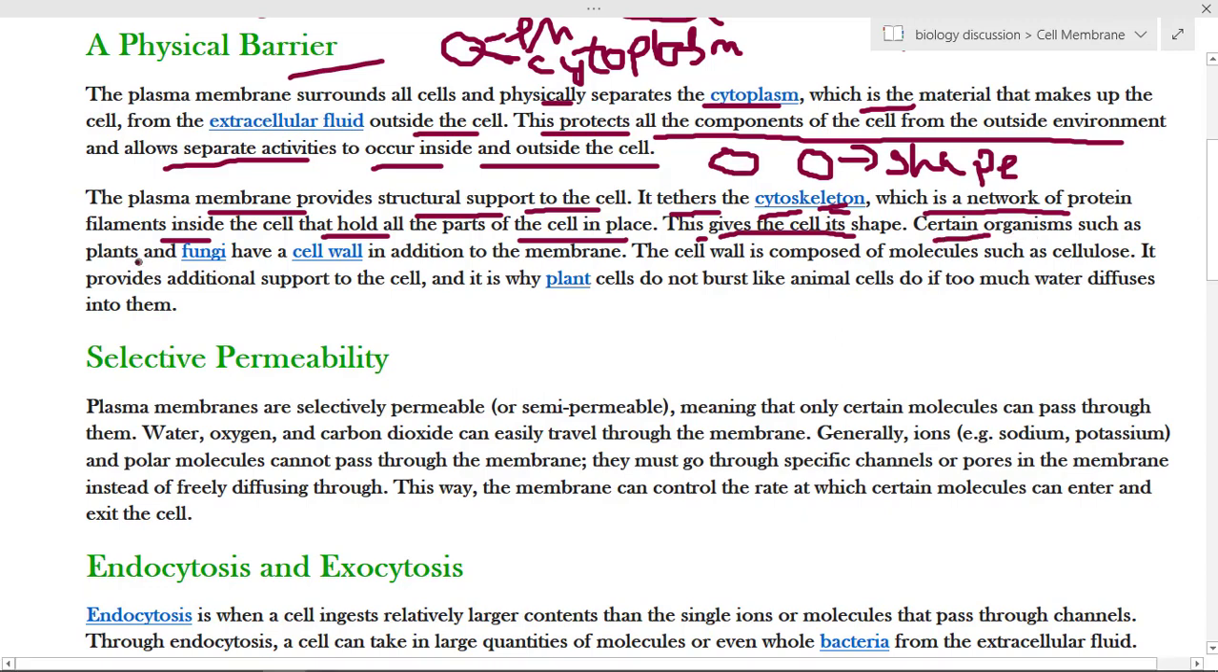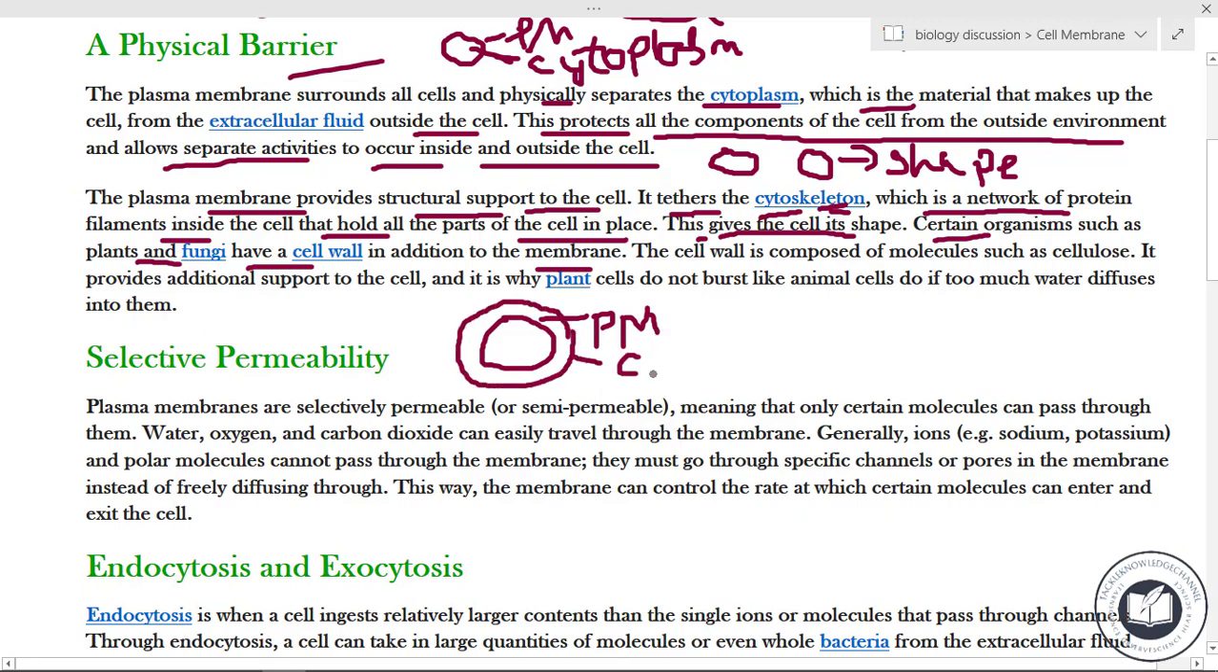Certain organisms such as plants and fungi have a cell wall in addition to the membrane. So certain organisms like plants and fungi have a cell wall, which is rigid in nature. So they have a plasma membrane as well as being covered with the cell wall, which is rigid in nature. So this is the case in plants and fungi.